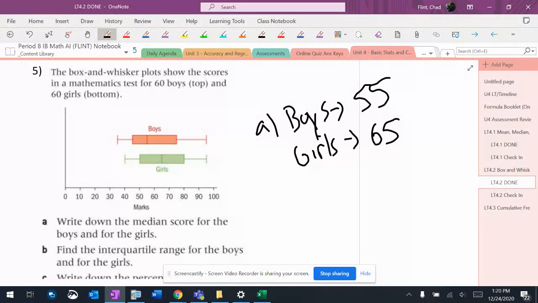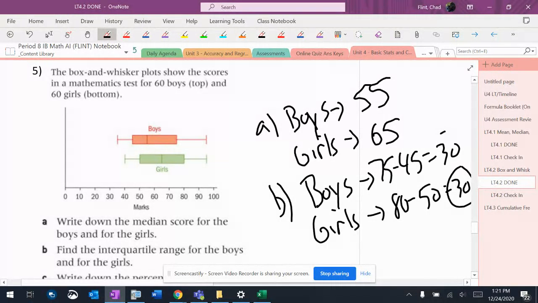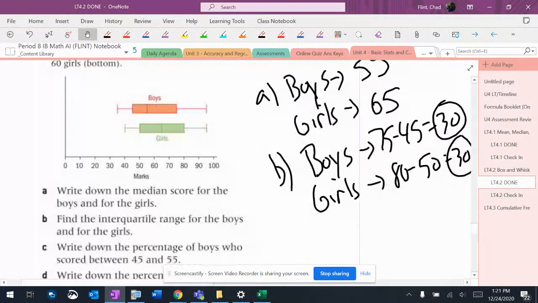What is the interquartile range for each one? So our interquartile range is third quartile minus first quartile. So for the girls, the third quartile is 80, the first quartile is 50. So for the girls, it's 80 minus 50, which is 30. I wouldn't be shocked if these were the same. For the boys, we're looking at 75 to 45, and they are going to be the same. 75 minus 45 is 30. So the interquartile ranges are the same.